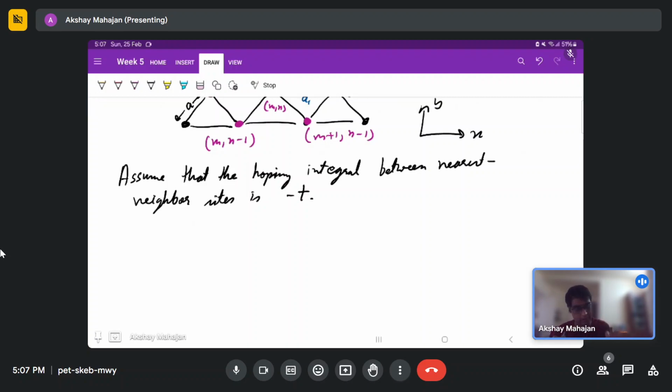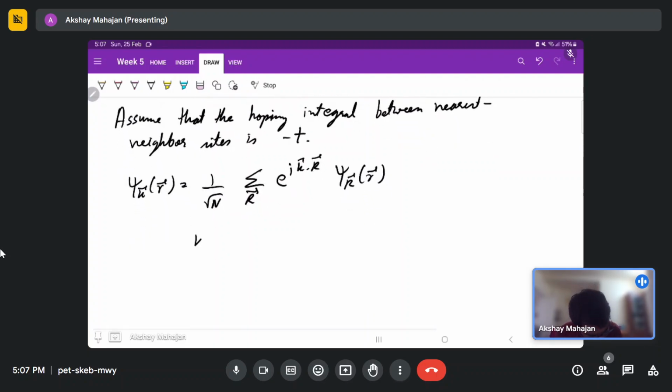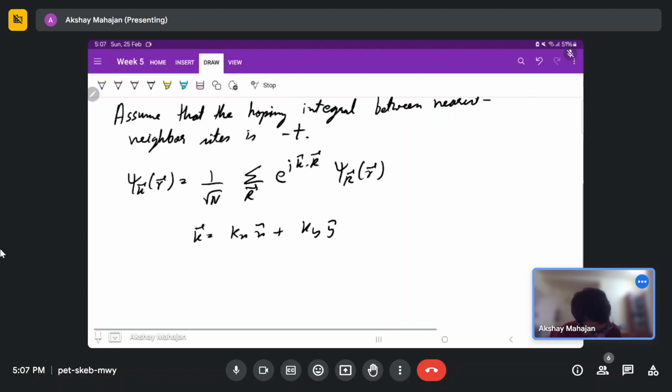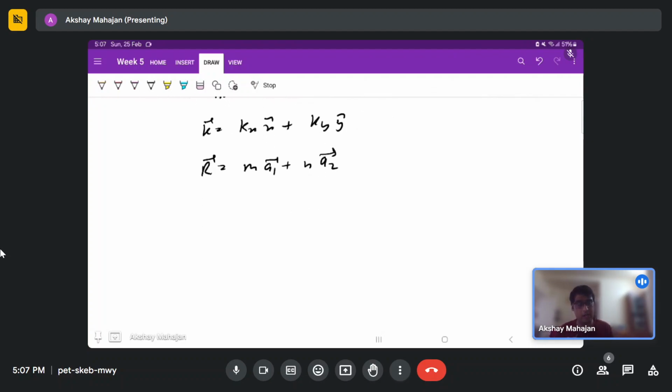Alright, so I will again start with psi of k vector equals 1 by root N, summation over r vector, e to the power i k vector dot r vector, psi of r vector, small r vector. Where our k vector is equal to kx times x cap plus ky times y cap, and my r vector will be given by m times a1 vector plus n times a2 vector. This is how we define any lattice point.